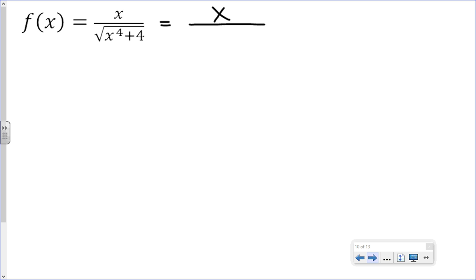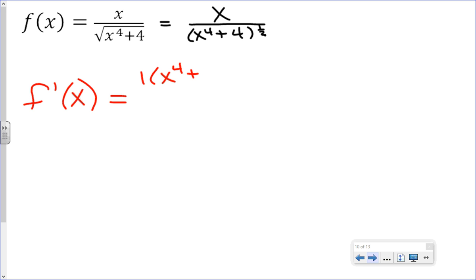All right? So I'm going to go ahead and write this as x to the fourth plus 4 to the 1/2 power. Okay, so our quotient rule. We take the derivative of the numerator. Ooh, that's a nice one, right? Times the denominator minus the numerator times the derivative of the denominator.